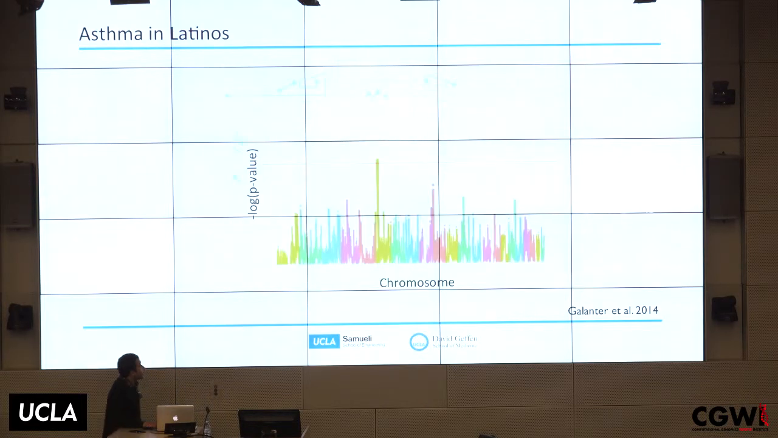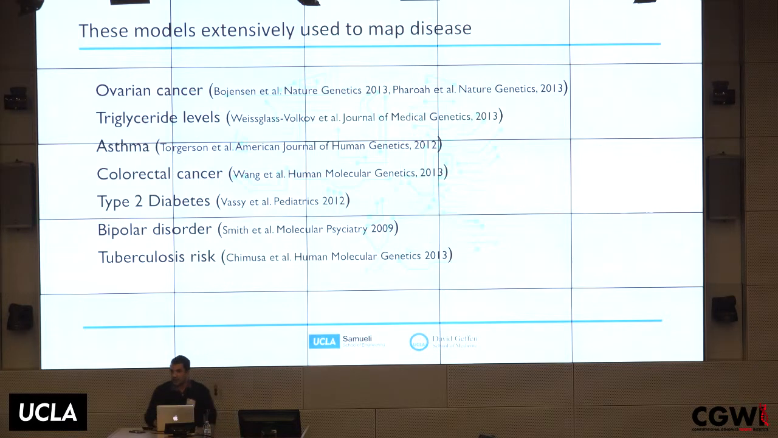So several groups have used our methods for doing this, and here is just one such example. This is from a group at UCSF who looked at asthma in Latinos. What they found was this association on chromosome 6 between asthma status and local ancestry. And this is just one of several examples where these kinds of local ancestry estimates have been used to map disease genes for several diseases, complex diseases in these admixed populations.